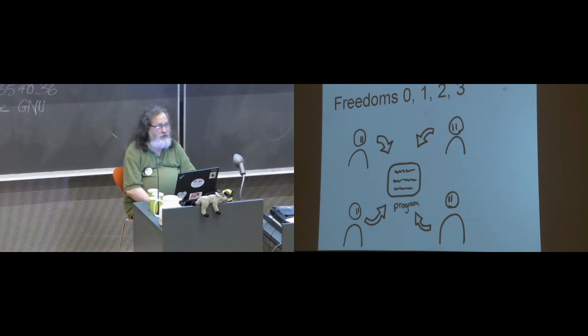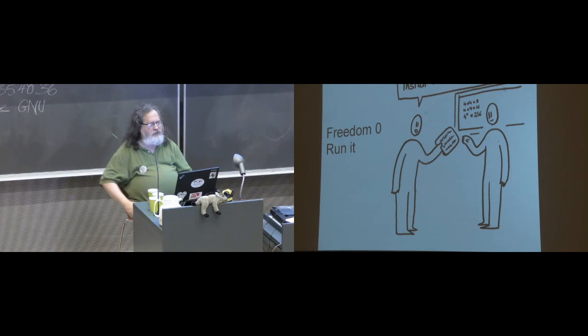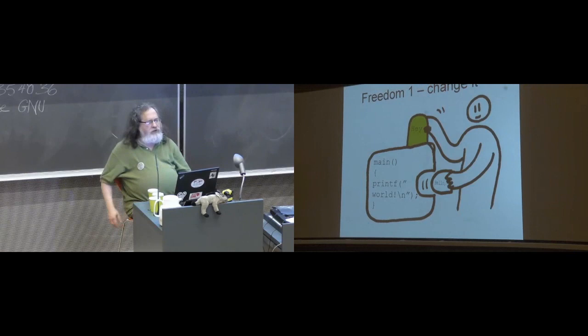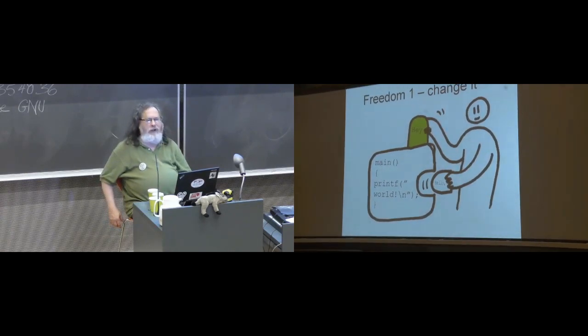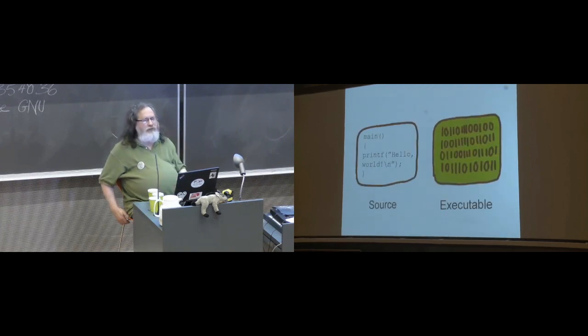Practically speaking, in order for users to have this control, they need the four essential freedoms, which make the practical criterion for free software. Freedom zero is the freedom to run the program as you wish for any purpose. Freedom one is the freedom to study the program source code and change it so it does your computing activities the way you wish. Why do we make a point of mentioning source code? Well, on the left is some source code.